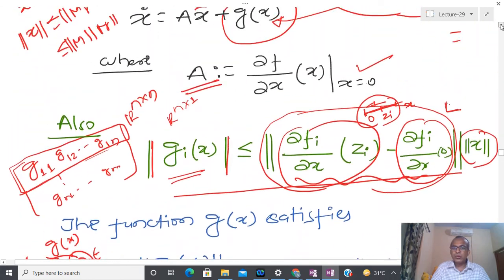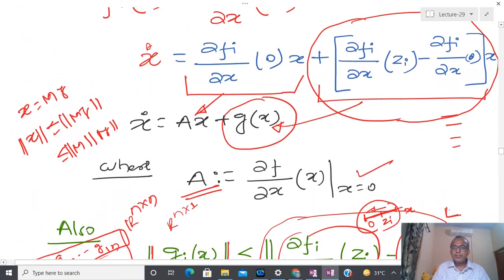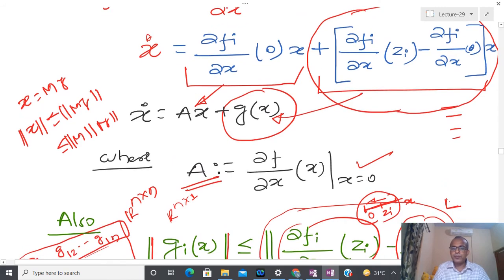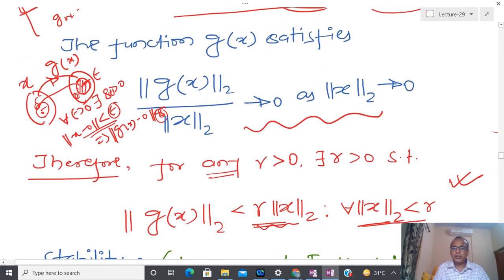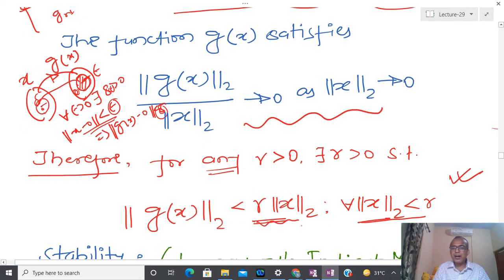Now what I am going to tell is that whenever I have some kind of nonlinear system, and if g(x) satisfies this kind of bound, the bound is like this: gamma times the norm of x, for norm of x less than r. If this condition is satisfied, you can see that this system remains like a linear system. Why is this system linear when x is very small?